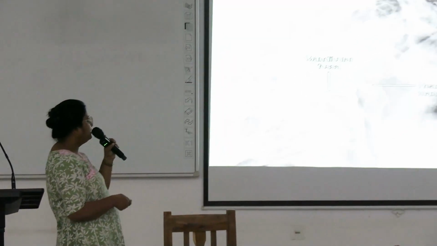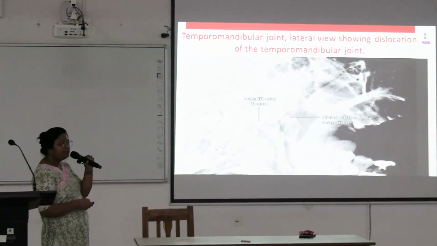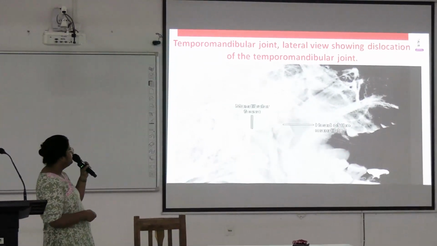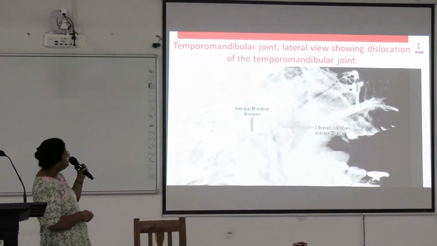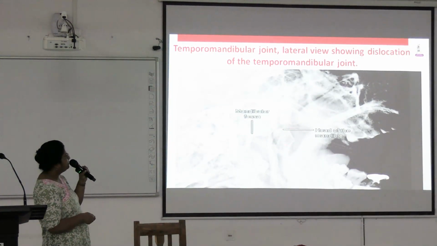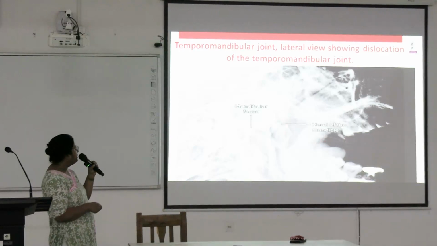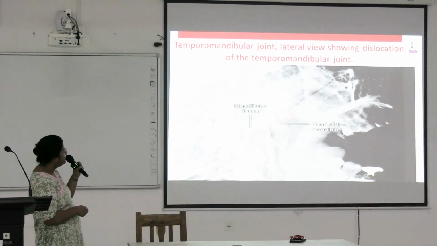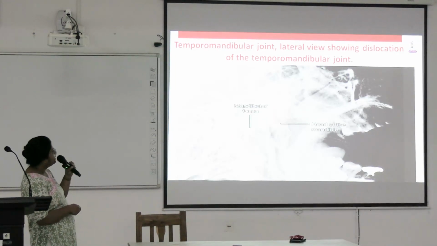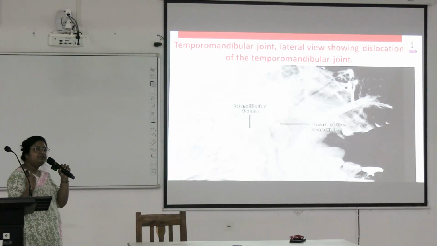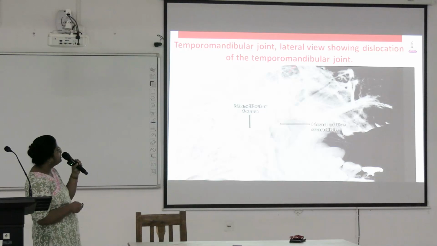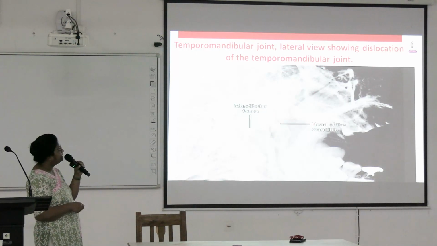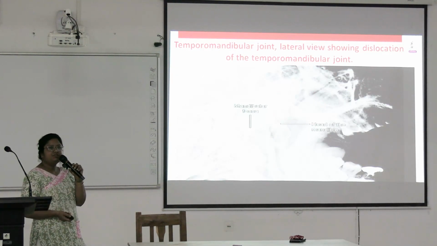So here is temporomandibular dislocation shown in lateral view. See, this is the mandibular fossa and this is the head of the mandible. The head of the mandible is dislocated posteriorly. It is not lying in the mandibular fossa. So this is an X-ray lateral view of the temporomandibular joint showing dislocation of the temporomandibular joint.